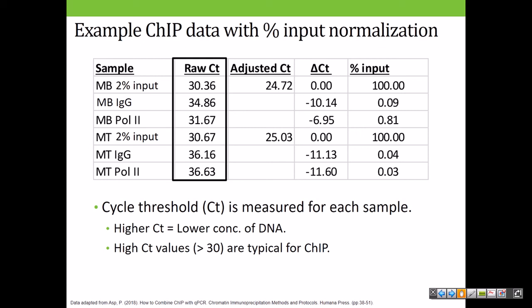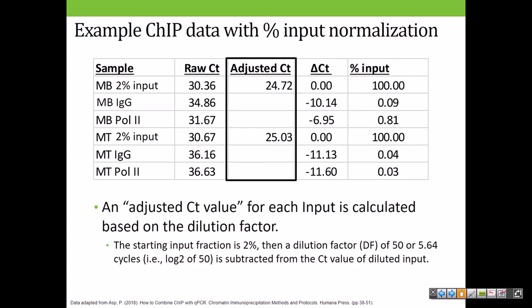So from there, we have our raw values. Now we have two inputs, one for before differentiation, one for after. To analyze this, we're going to adjust those CT values as if it was the 100% value. Remember, we only ran 2%. We collected just 2% of our total. So we're going to convert that cycle number as if it were 100. Without going too far into the math, the dilution factor was 50. So log 2, because every single cycle is a fold increase of 2. Based on the dilution factor, I added 5.64 cycles to my input numbers, getting me 24.72 and 25.03. This represents a 100% signal, if you will, for my inputs. I've normalized them.